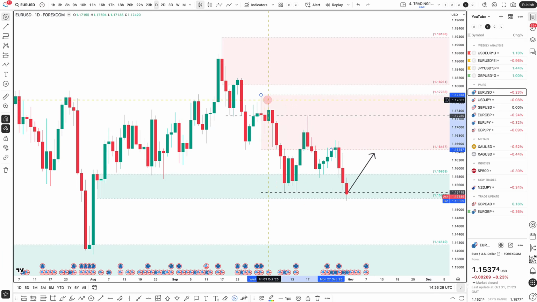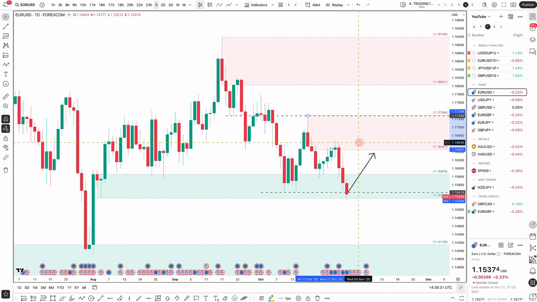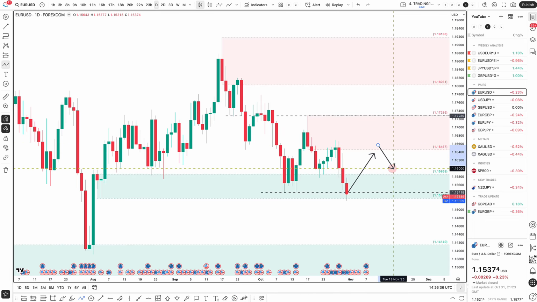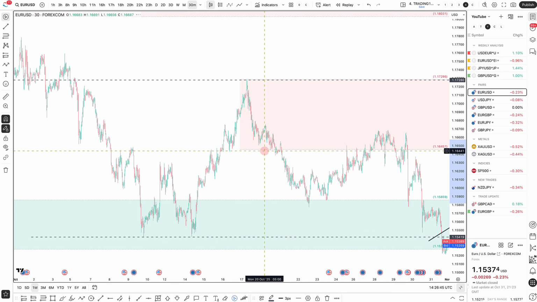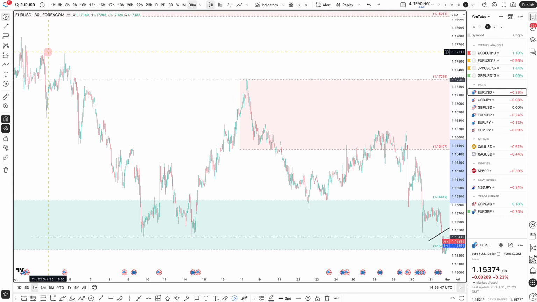I'll drag that down a bit. So if you do want to be a seller of the euro dollar, which means that you're buying the dollar over the euro, then you'd be looking for the 116 area as an area to look for shorts at bare minimum. When you zoom down into the lower time frames, you can see the monthly highs are around this 117.80.